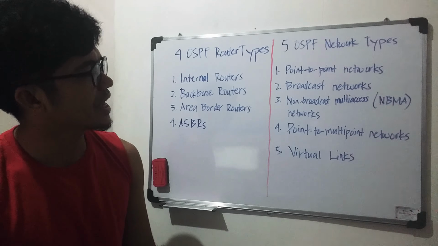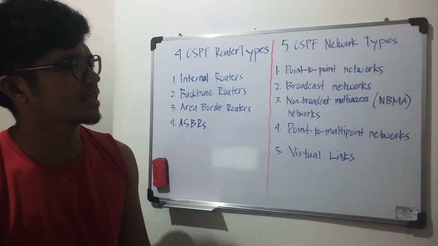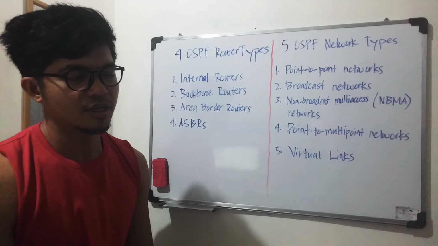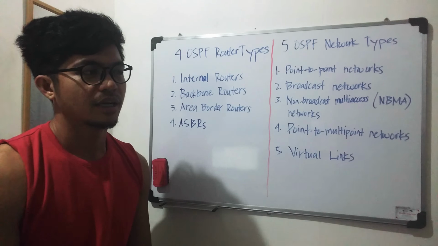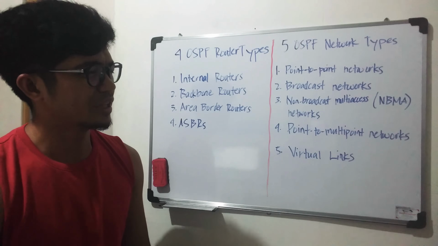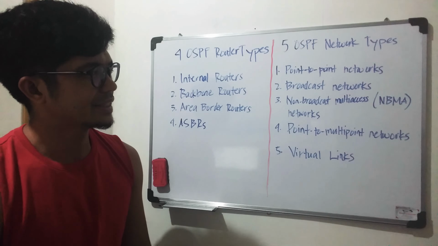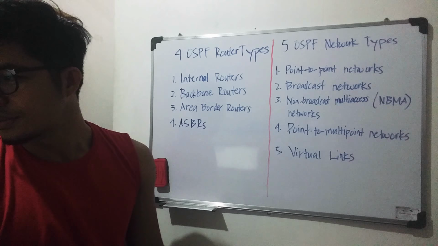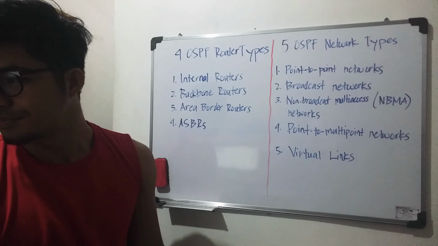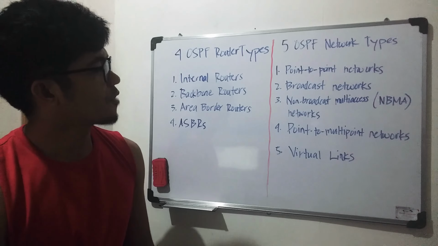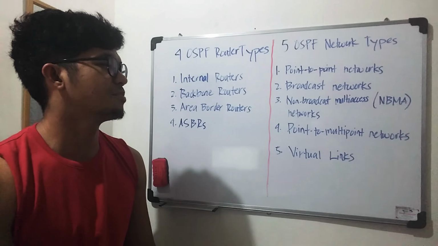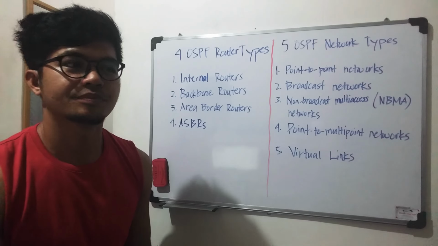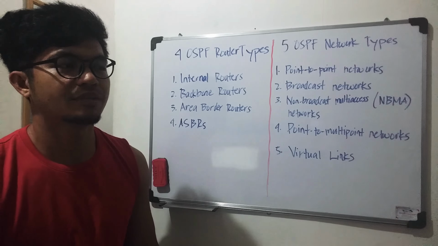And number 2 is broadcast networks. An example of a broadcast network is Ethernet. So, as we know, in Ethernet, the devices use broadcast to communicate with each other. It is the same with broadcast networks that we are talking about here. So the OSPF routers will elect a BDR and DR to have a better network.